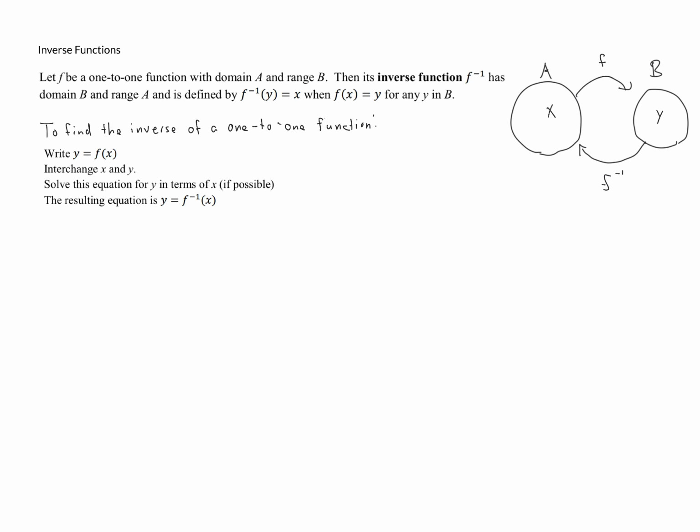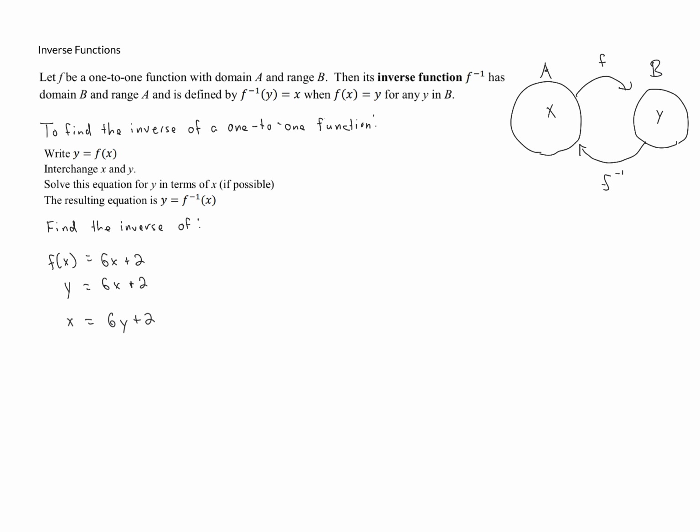Let's go ahead and do a few examples. Our first one will be to find the inverse of f of x equals 6x plus 2. Now this first step, write y equals f of x, just means that we're going to write y instead of f of x in the equation. And once we've done that, we can switch our x and y. So we can write this as x equals 6y plus 2.